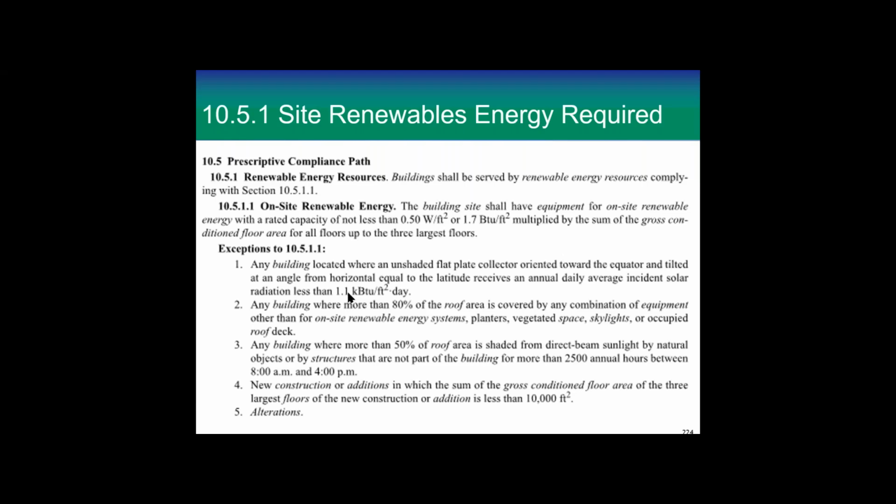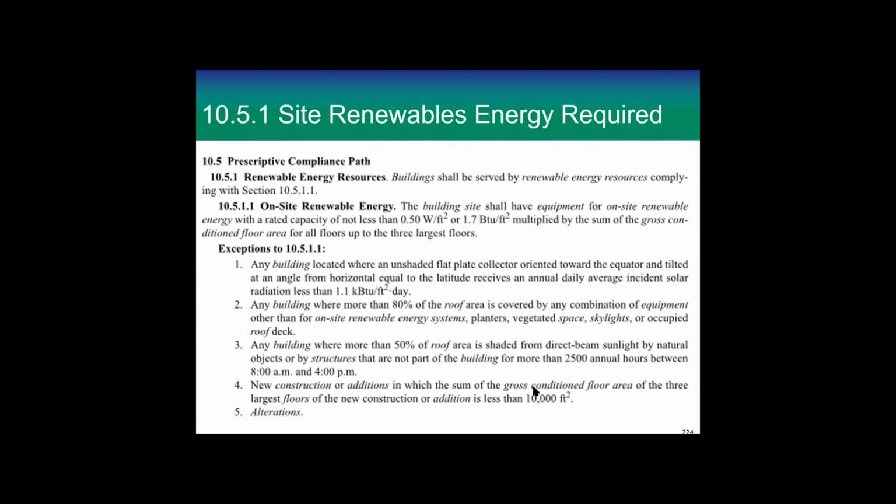So you're in an area that just doesn't get much radiant heat from the sun. Building where more than 80% of the roof is covered by equipment, where you can't put them up there. Any building where more than 50% of the roof is shaded from direct beam sunlight, or other structures more than 2,500 annual hours between 8 and 4.